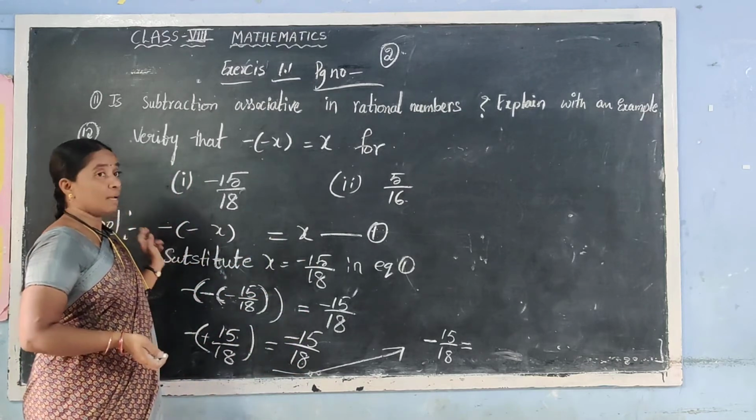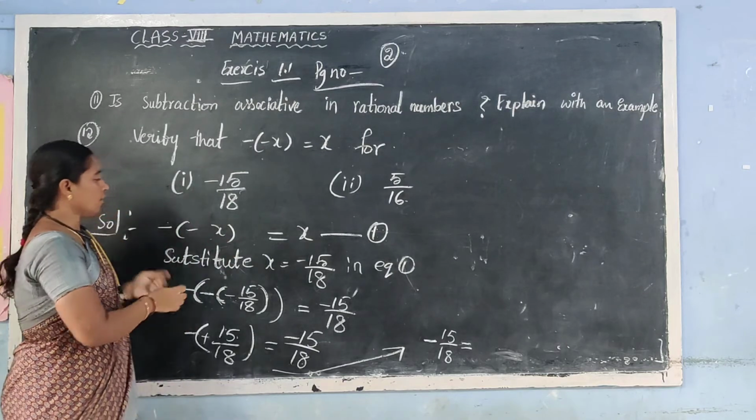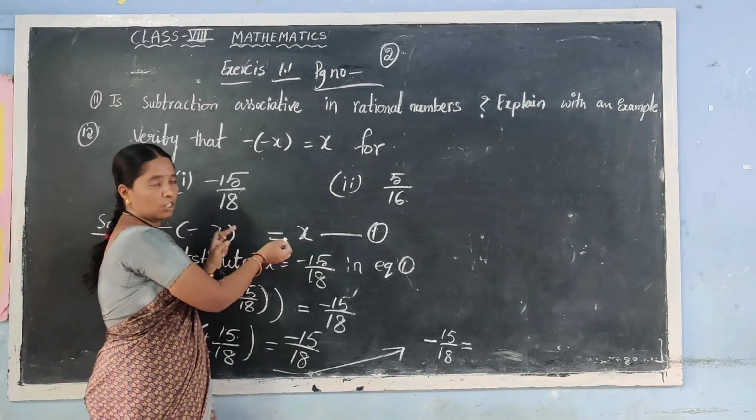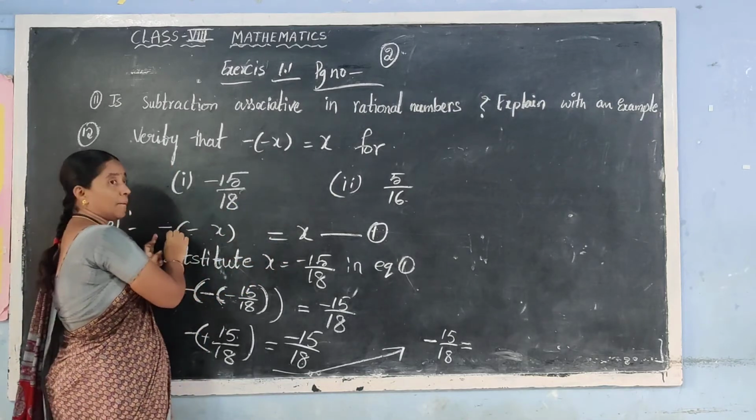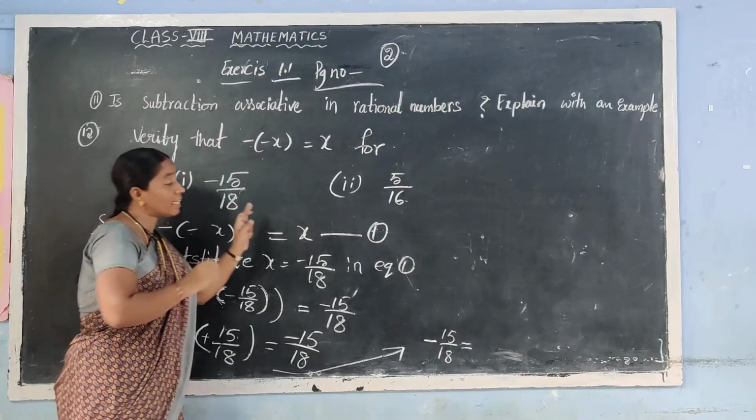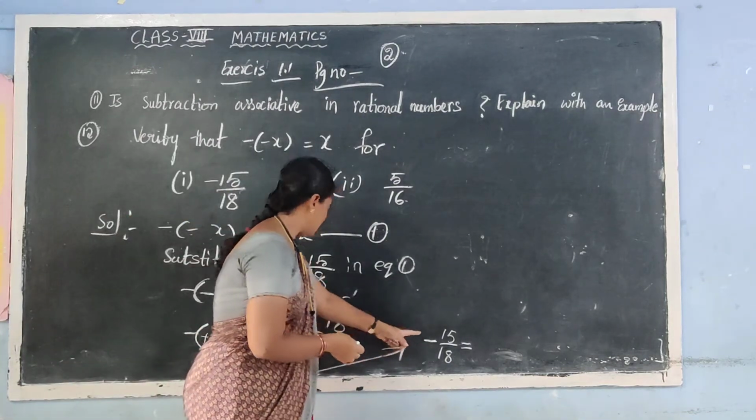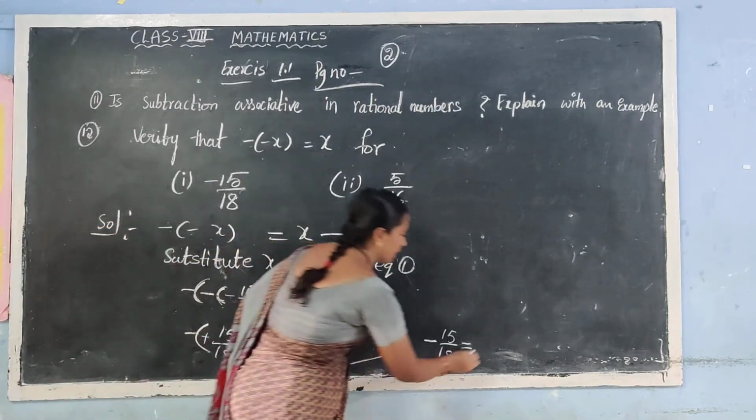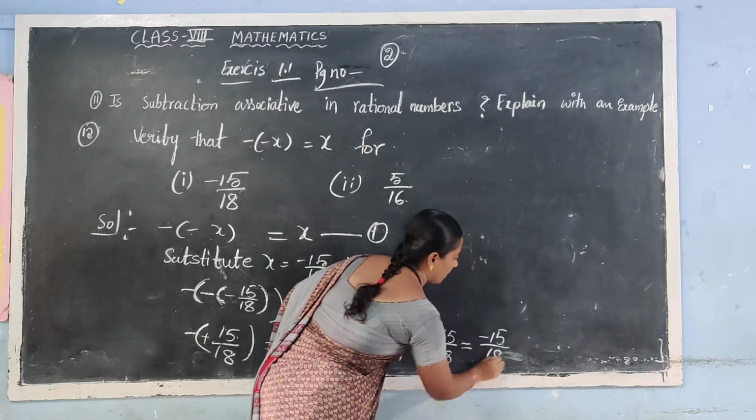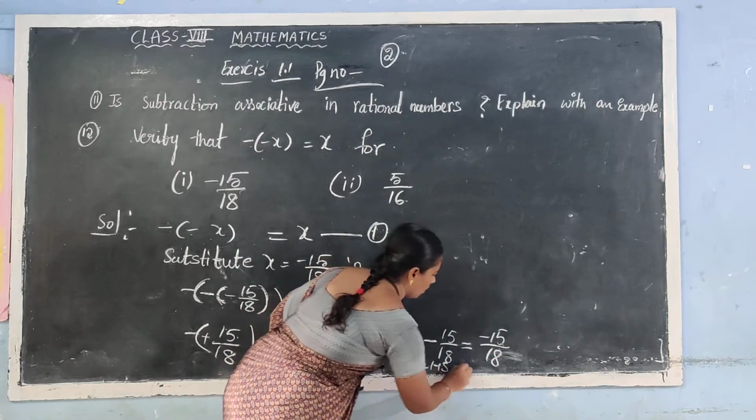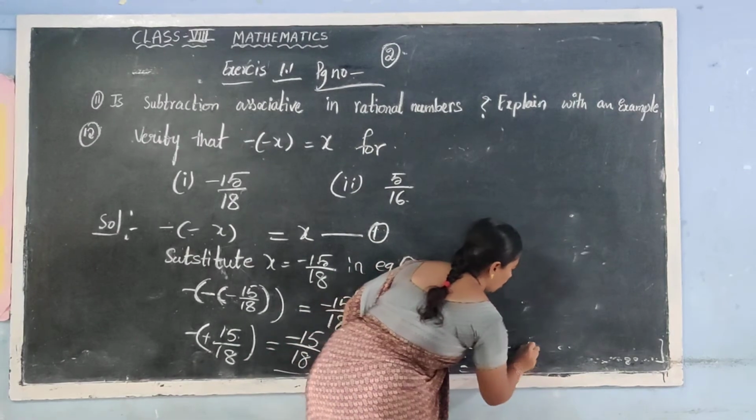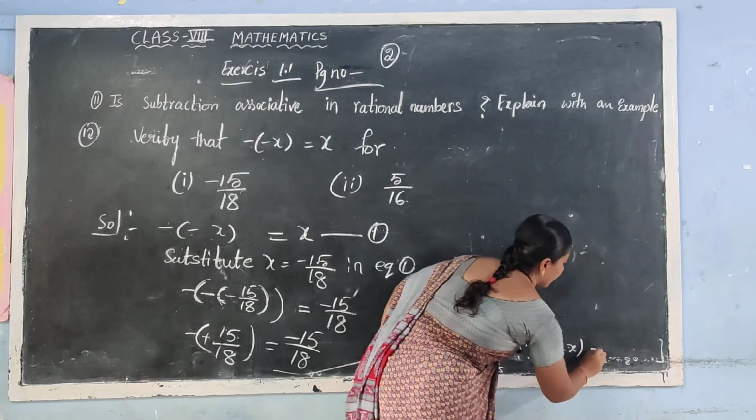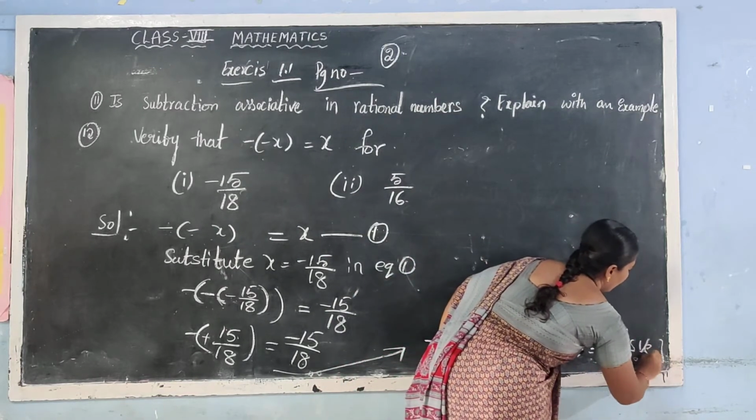And they are asking us minus of minus x. Now once you see minus into minus, we get plus only, no? So plus x only we will get. So we have to show that by multiplying minus of minus x we will get x. Minus 15 by 18, because minus into plus minus 15 by 18 equals minus 15 by 18. LHS equals RHS. Therefore we can conclude that minus of minus x equals x is verified.